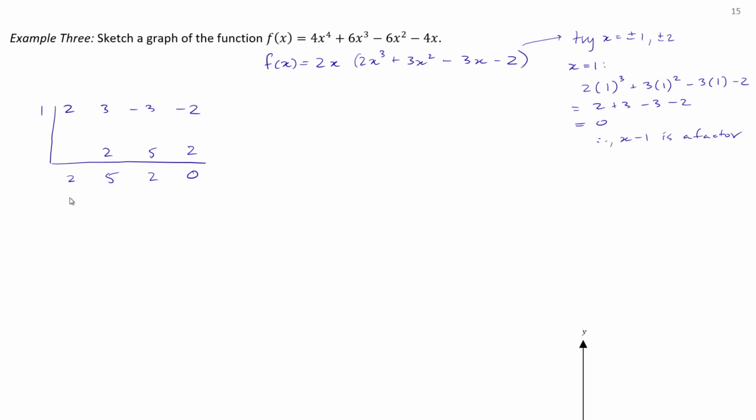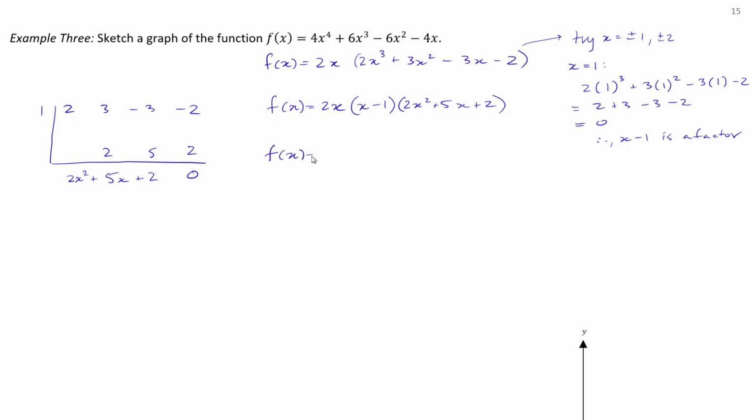And so I'll just have to remind myself that this means that this is 2x squared plus 5x plus 2. So we continue to factor. f of x is equal to 2x, and then I've now factored this cubic into x minus 1 and 2x squared plus 5x plus 2. Okay, this right here, this quadratic, 2x squared plus 5x plus 2, that can be factored further.